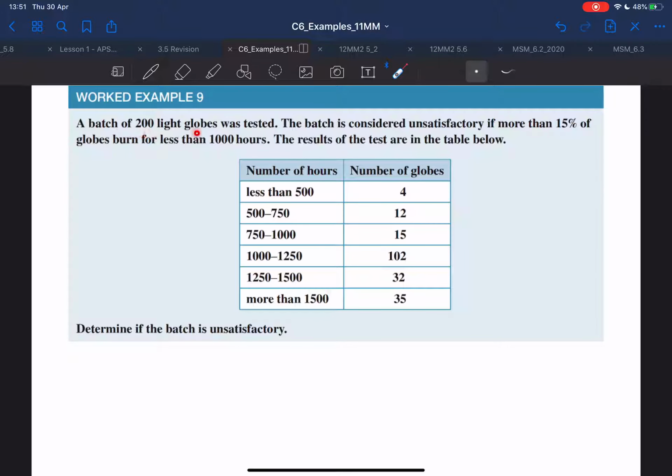A batch of 200 light globes are tested. The batch is considered unsatisfactory if more than 15% of globes burn for less than 1,000 hours. The results of the test are in the table below. Determine if the batch is unsatisfactory.